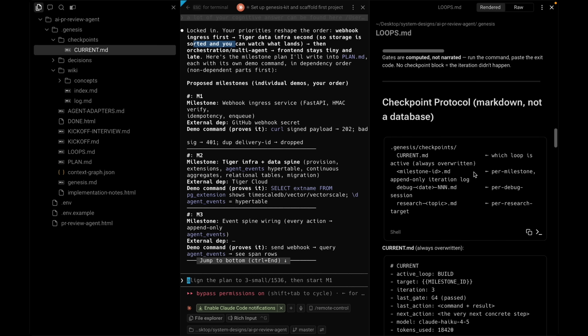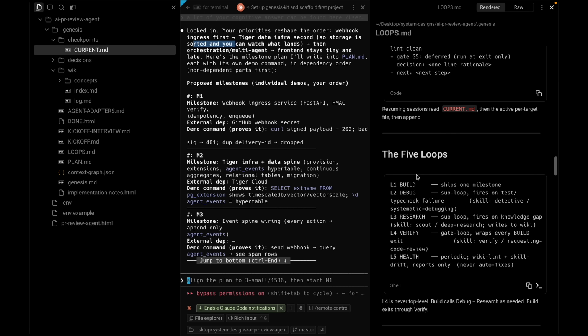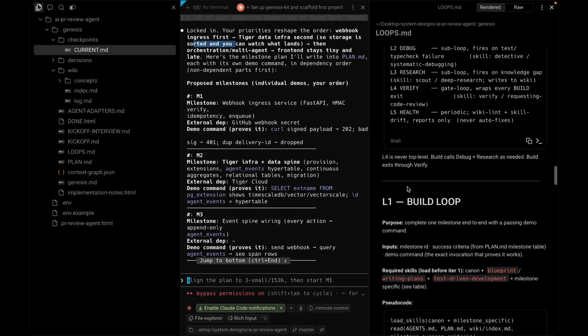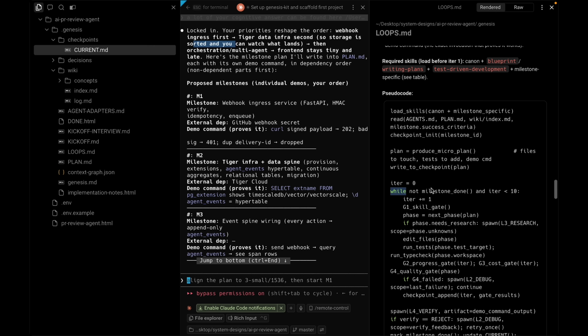Okay. Now, the way your loop will work is with the 5 loops. Let's say the milestone has multiple smaller tasks, so it will run a loop. Based on the milestone, it will start a loop: while the milestone is not done and the iterations are fewer than 10, first of all, you create a micro plan. For the particular thing, you create a milestone-specific plan, you load the skills, you read all the wiki pages, you checkpoint the initialization of this milestone, then you produce a micro plan and write it to the checkpoint.